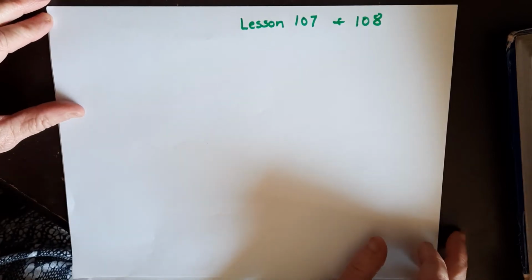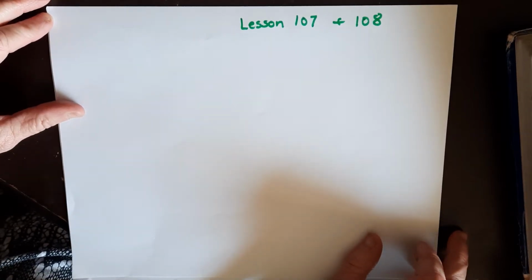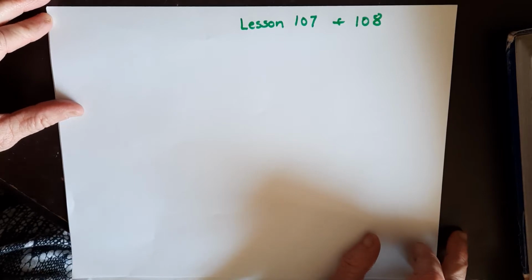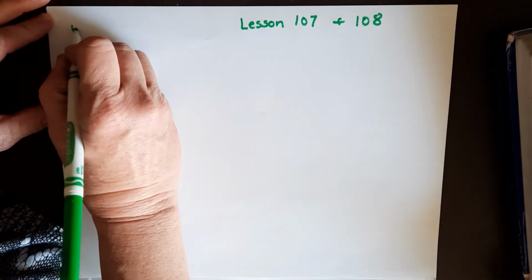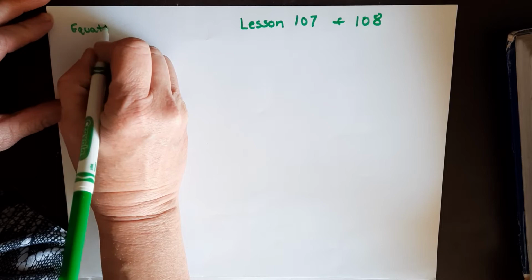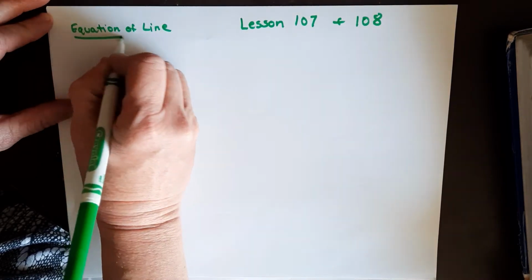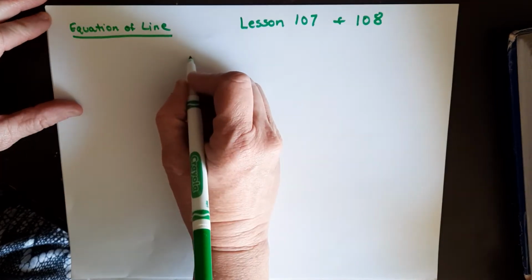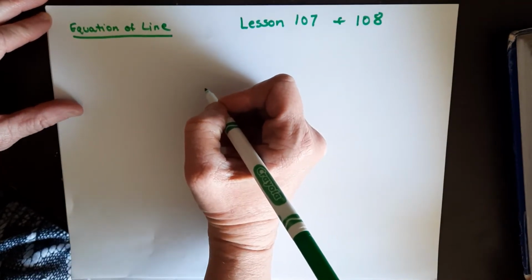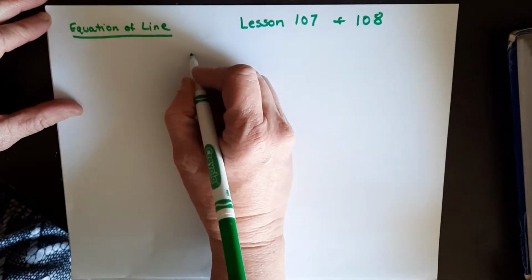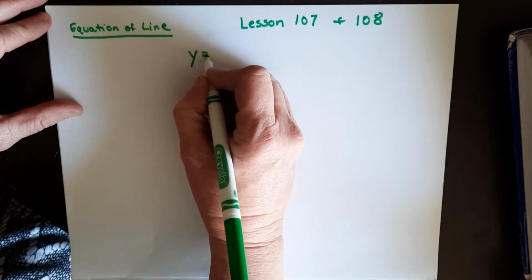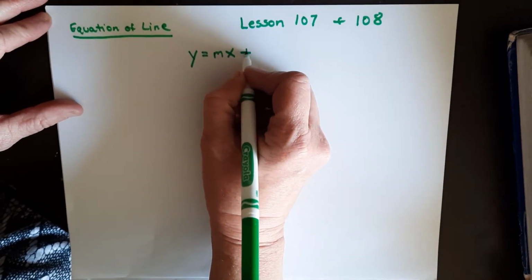So I'm going to go over lessons 107 and 108. 107 we went over in class. It's talking about finding the equations of a line in a couple of different circumstances. And when we find the equation of a line, it's important to start off with knowing it's called the y-intercept slope version of a line. And the basic equation is y equals mx plus b.